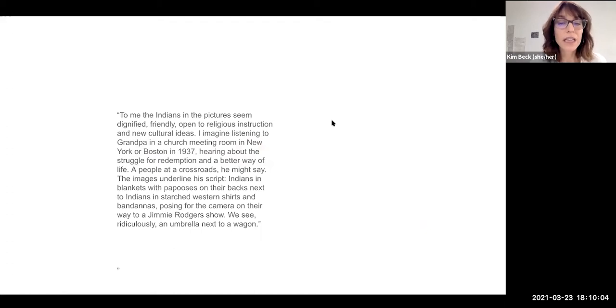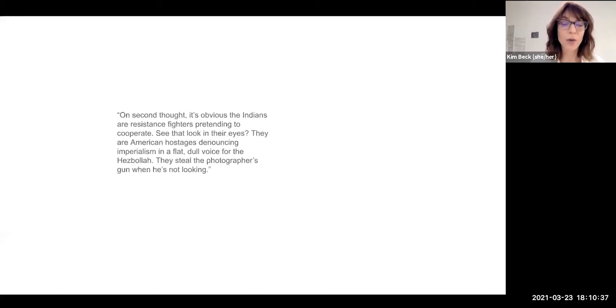He writes, "To me, the Indians in the picture seem dignified, friendly, open to religious instruction and new cultural ideas. I imagine listening to Grandpa in a church meeting room in New York or Boston in 1937, hearing about the struggle for redemption and a better way of life. 'A people at a crossroads,' he might say. The images underline his script. Indians in blankets with papooses on their back next to Indians in starched Western shirts and bandanas posing for the camera on their way to a Jimmy Rogers show. We see, ridiculously, an umbrella next to a wagon.